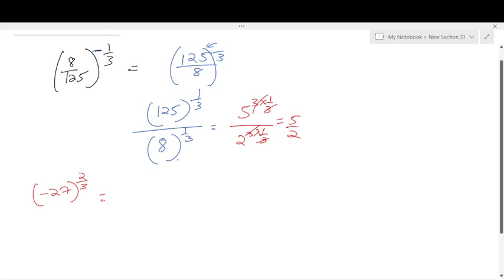Now the exponent is positive. It's a fraction. First preference is always given to the exponent. How do I convert this? Keep the minus as it is, students. How should I write 27?